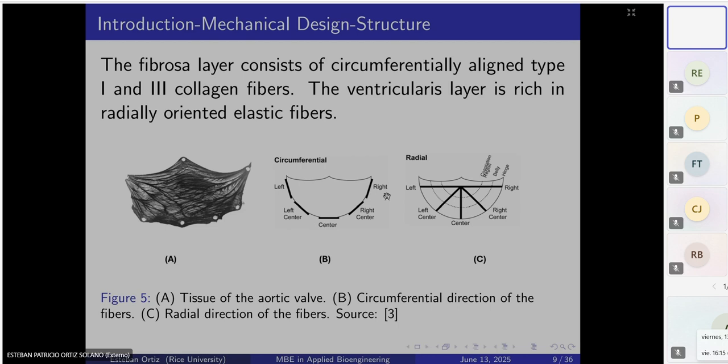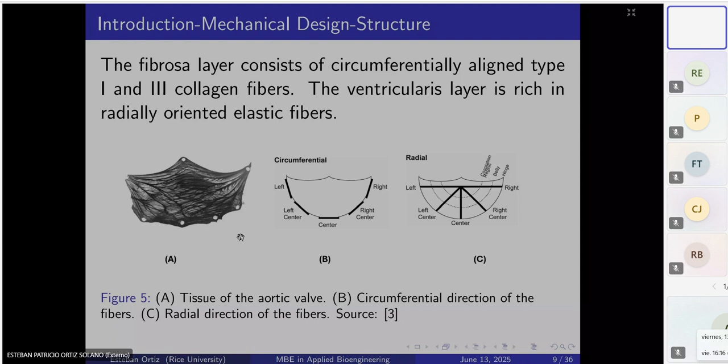So the superficial stress quantifies the stiffness, which will be the tissue. And the radial stresses quantify the flexibility of the leaflet of the aortic valve. So basically, in the radial direction you have elastin, and in the circumferential direction you have a lot of collagen types 1 and 3, which are the most common collagens in the human body. And this is a real leaflet that we got in the laboratory.